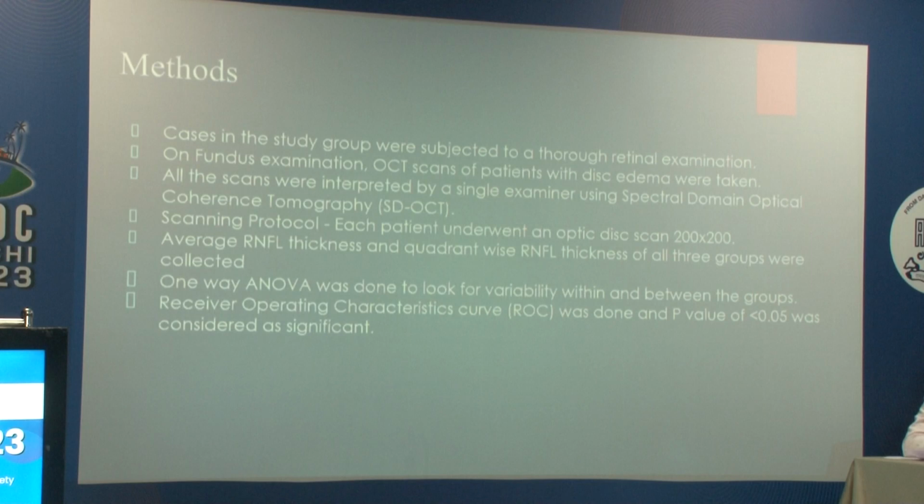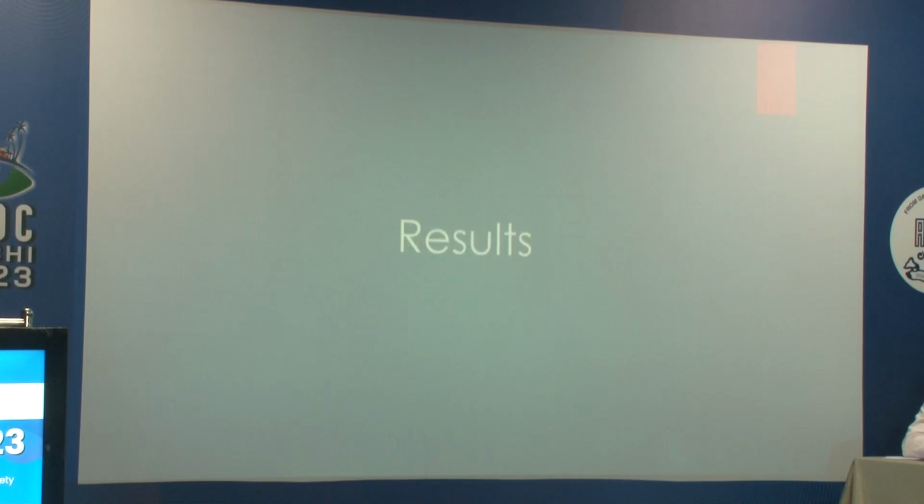The average RNFL thickness and quadrant-wise RNFL thickness were taken in all three groups, and one-way ANOVA was done to look for variability within and between the groups. An ROC curve was also done, and a p-value of less than 0.05 was considered significant.